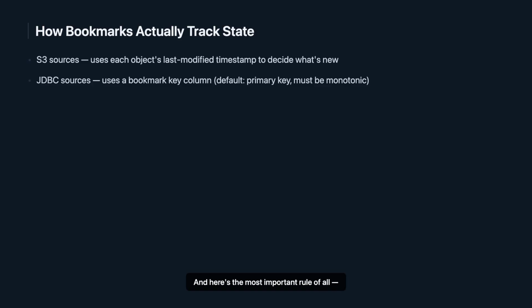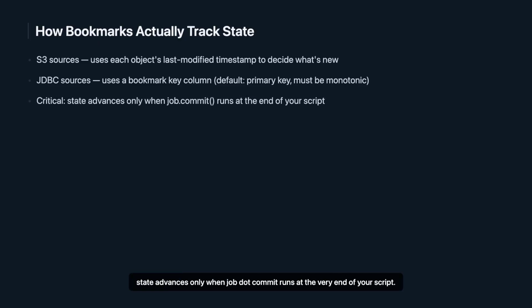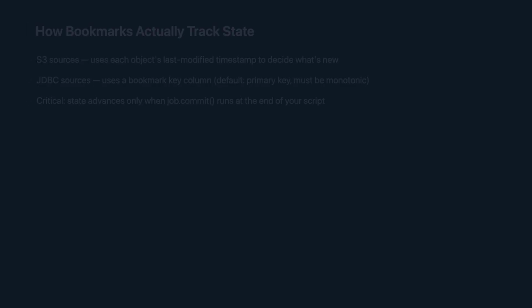And here's the most important rule of all: state advances only when job.commit runs at the very end of your script. Forget that one line and the bookmark never moves, no matter how many times the job succeeds. This is the single most common bookmark bug in production, and it shows up on the exam too. Always confirm that final commit call before you ship a job.